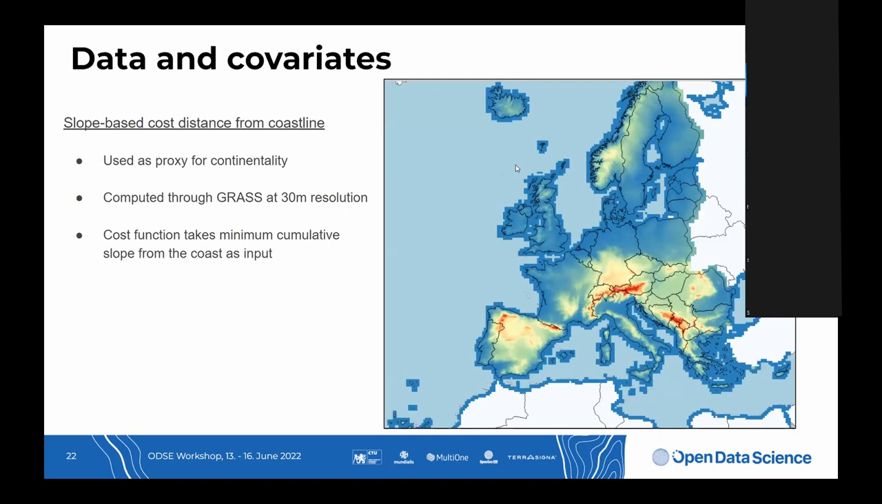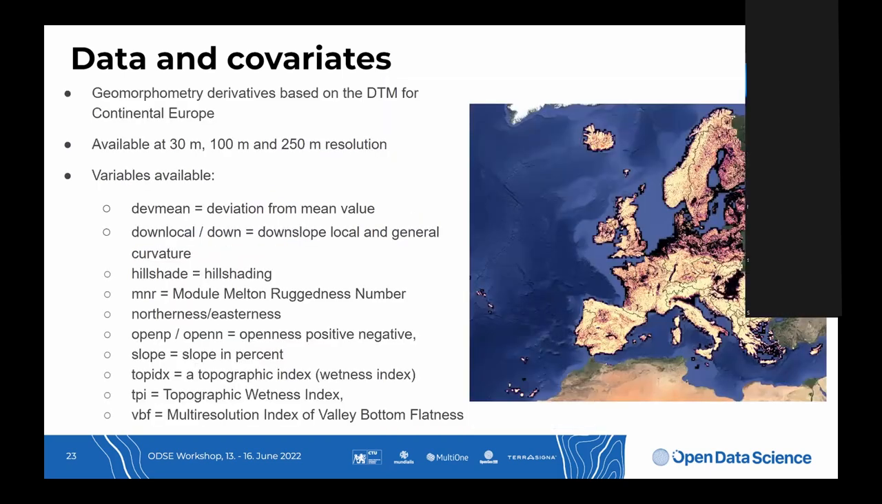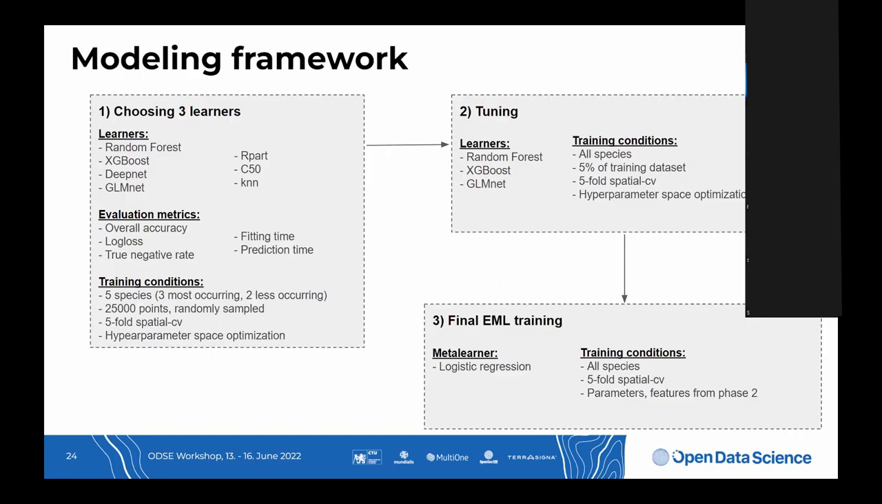And we have other covariates like distance from the coastline. That's another piece of information about the continentality of the species. And here are more details on which geomorphometric variables we used to have a baseline of the terrain conditions in the whole area. Going to the modeling framework, we first had an overview of the whole model.